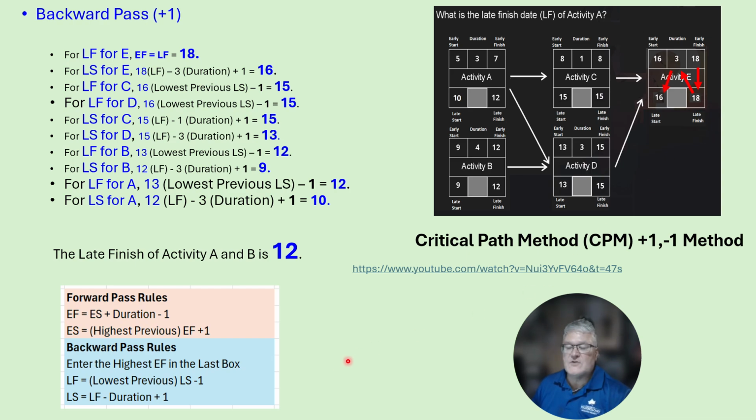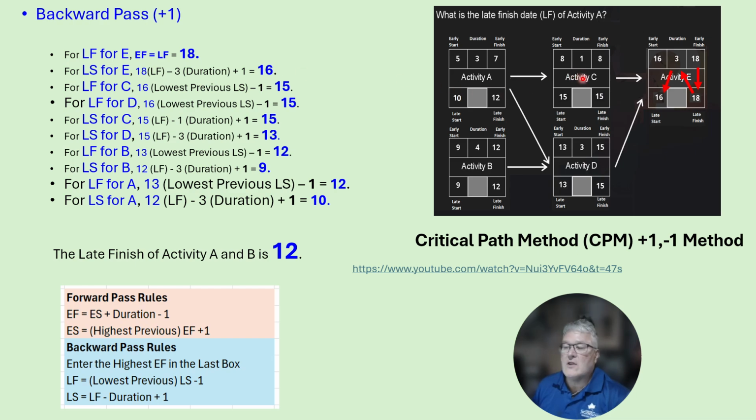Next, we want to follow our rules, and the rule for our backward pass is we take the late finish, which is 18, we subtract the duration, which is 3, and then we add 1. So 18 minus 3 is 15, plus 1 gives us 16. So our late start for activity E is 16, as I've got listed here.